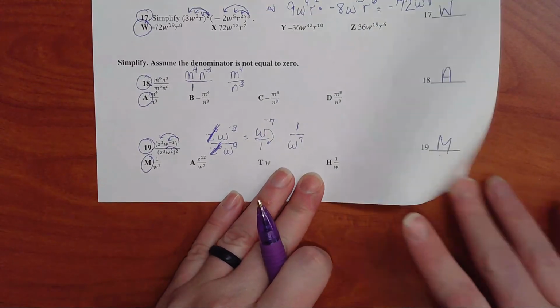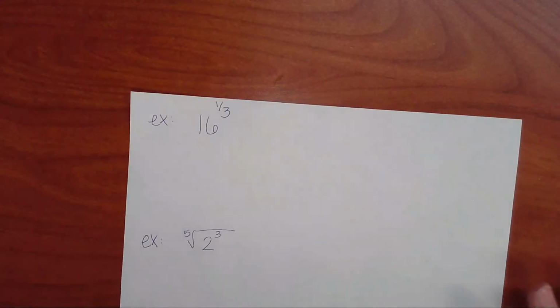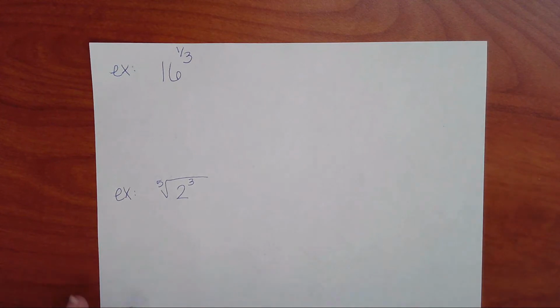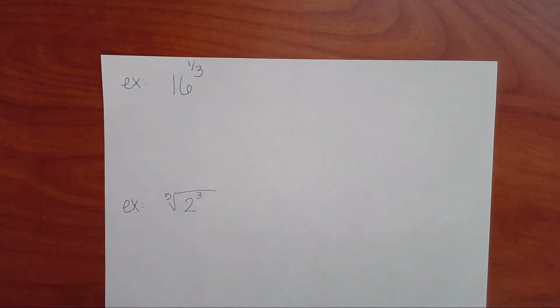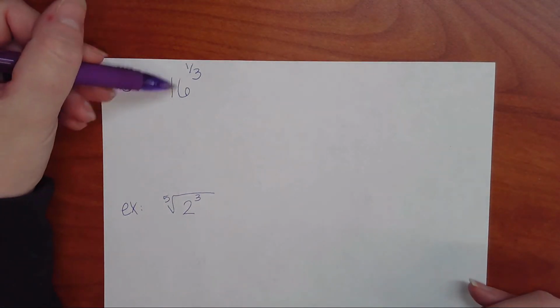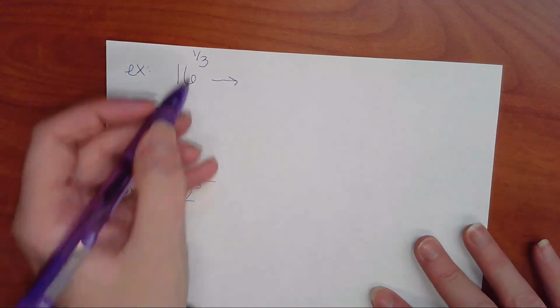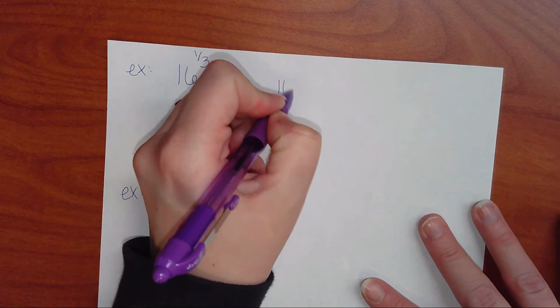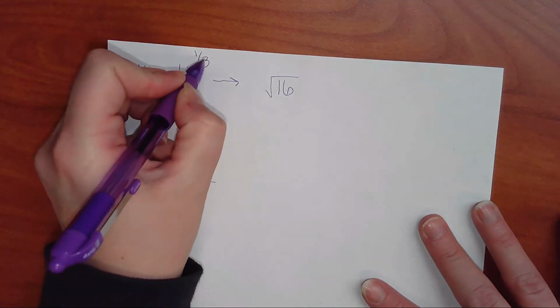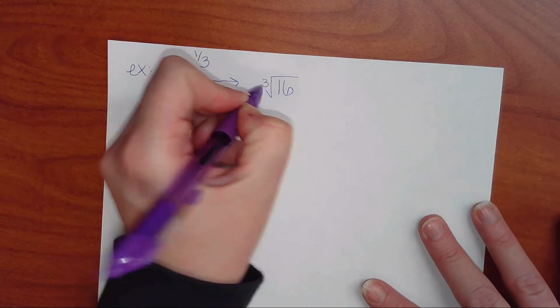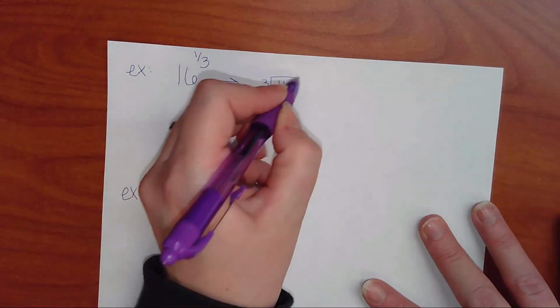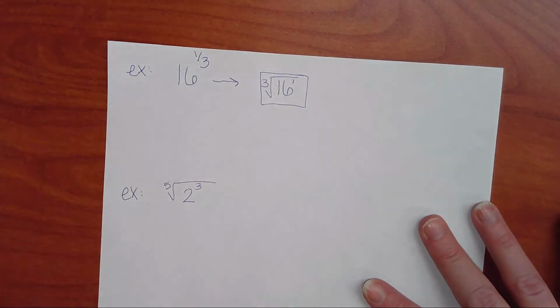The last couple of things I did want to chat with you about, they didn't pop up on this review, but you will see problems like the ones that we chatted about today in the assignment. So for this example here, I give you 16 to the 1/3, and I want you to write this in radical form. So the 16 goes underneath the radical. The bottom number is the root. The top number is the exponent, and you would just leave it like that.